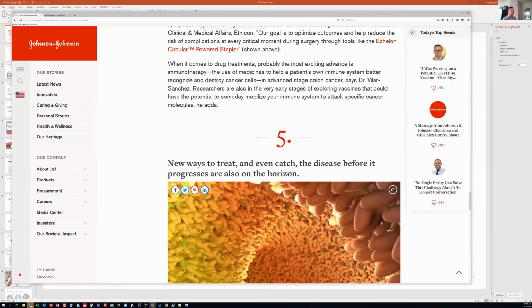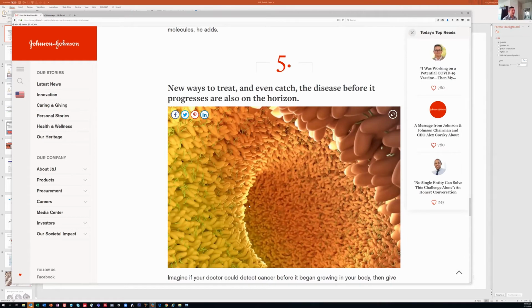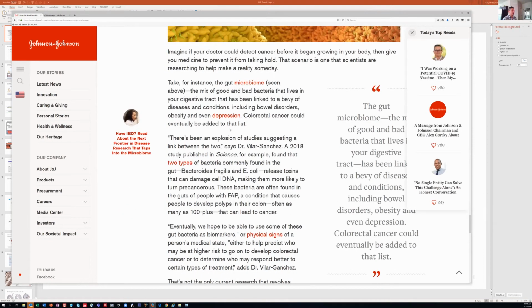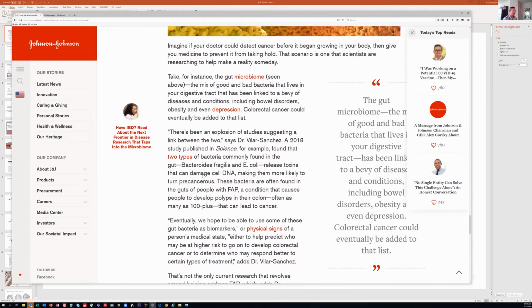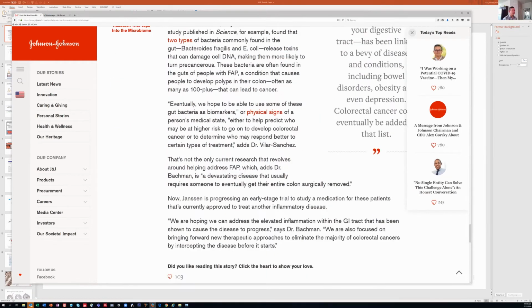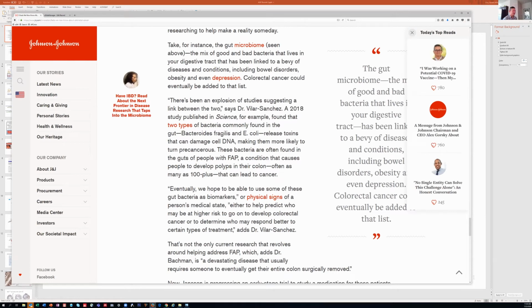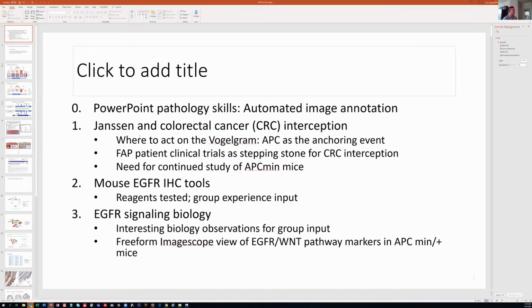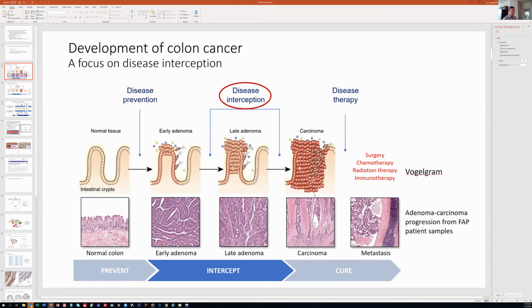But again, this is an article on colorectal cancer interception, new ways to treat it and catch the disease before it progresses. And so, various things that we're working on, which I won't talk about today, is trying to identify risk factors or mechanisms of pre-malignant progression, such as the microbiome and cytokines, as some of the mechanisms to better understand to develop interception therapies.